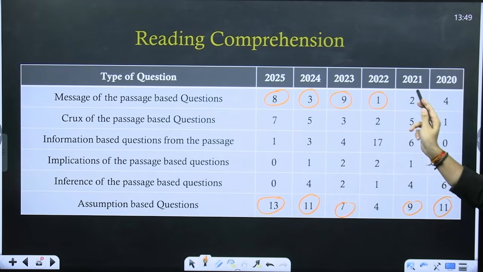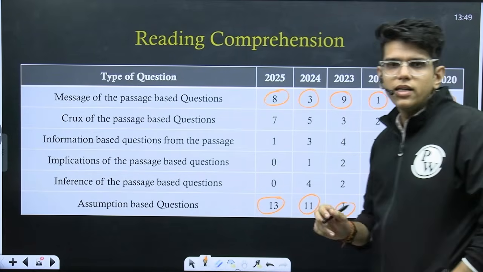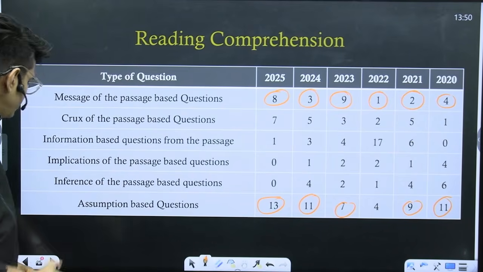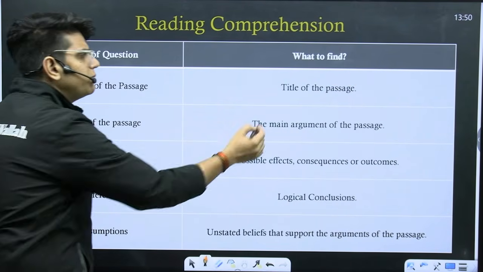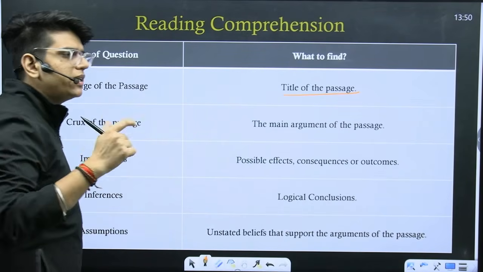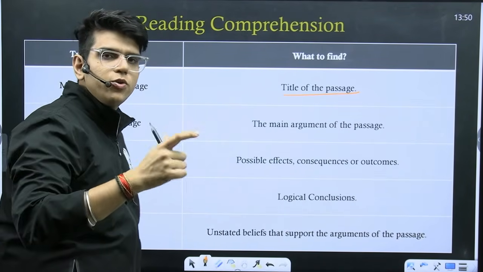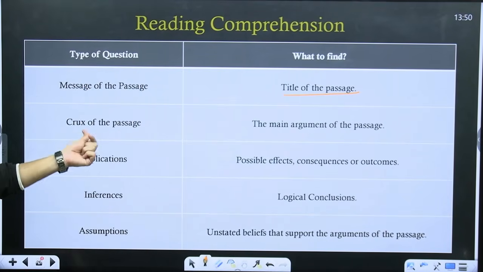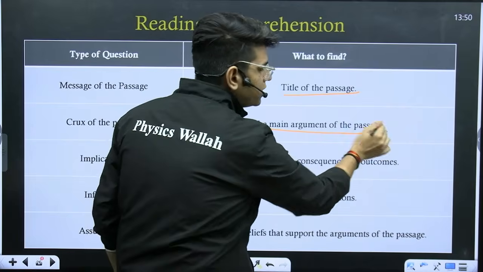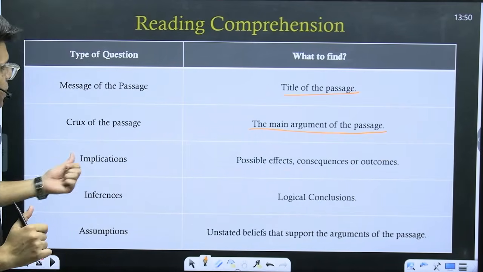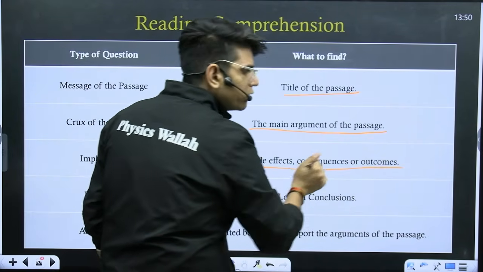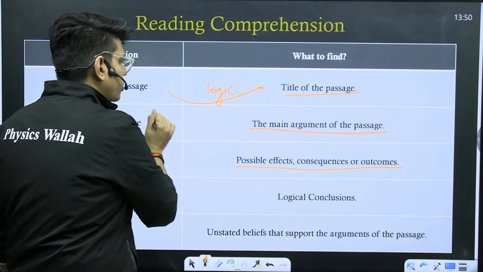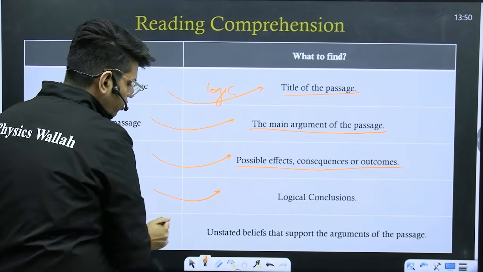Now what are the logics which relate these questions together, right? So whenever you are asked what is the message of the passage, you should know that the message of the passage is nothing but the title of the passage. What is the best statement given in the four options which you can use as the title of the passage? That is the answer for your message based questions. Next, crux. What is the main argument discussed in the passage? That is your answer for the crux. Similarly, implications are possible effects, consequences and outcomes. These are the logics you need to remember.